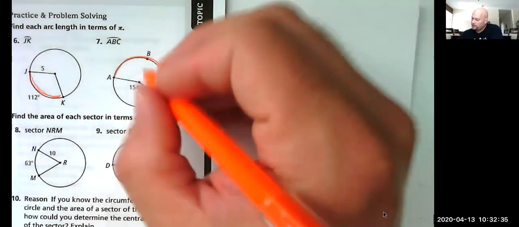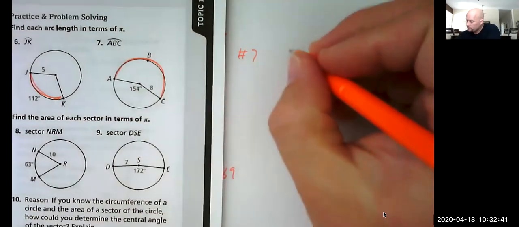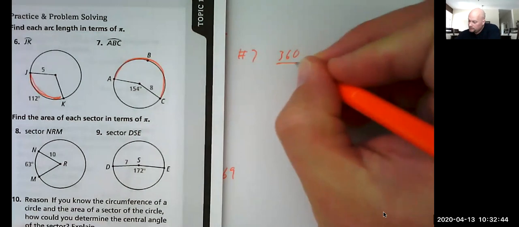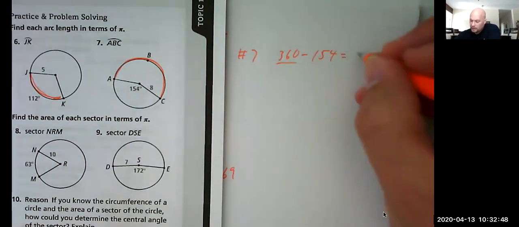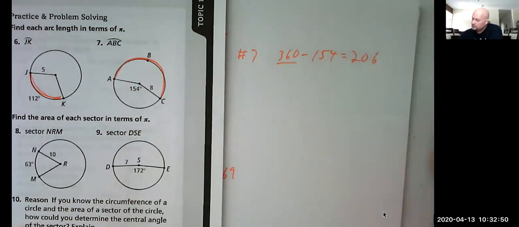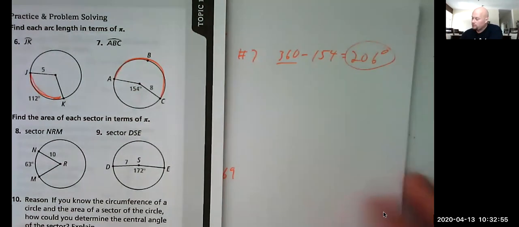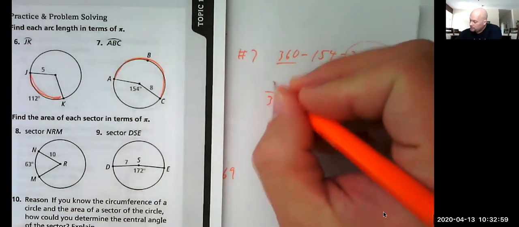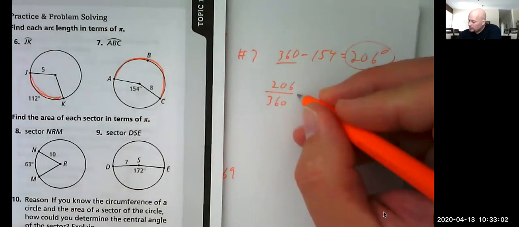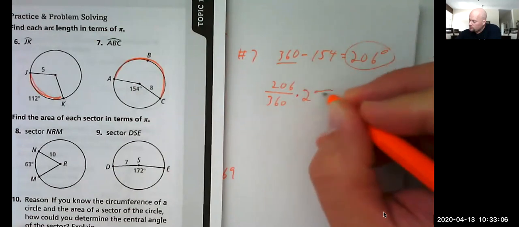So before we can do anything else, we need to subtract that off of 360. So 360 minus 154 equals 206. So this is the measure that we're going to be using in our problem. So now we have 360, again on top, the 206 times the circumference of a circle, which is 2 pi r.